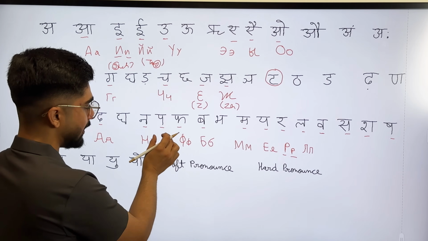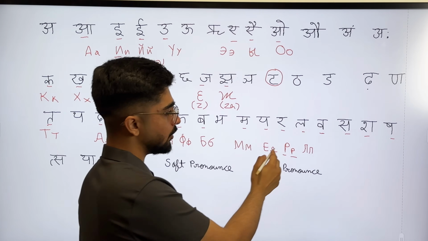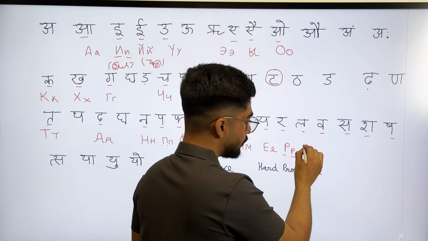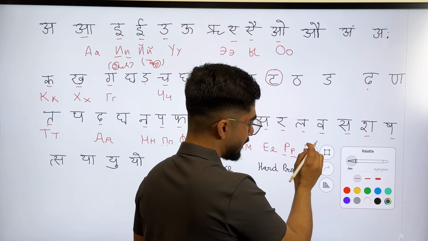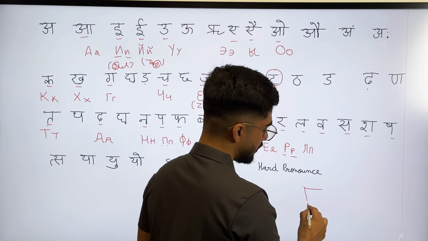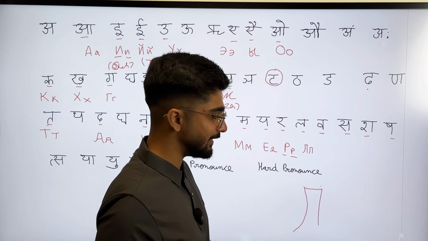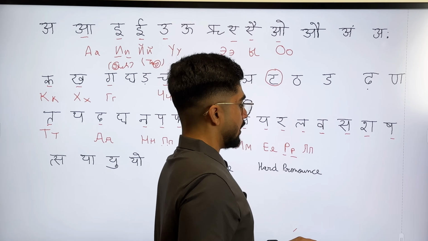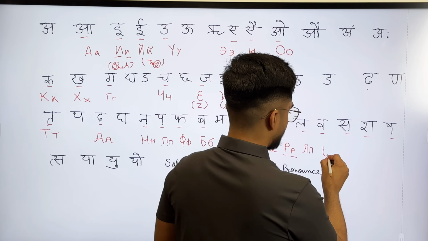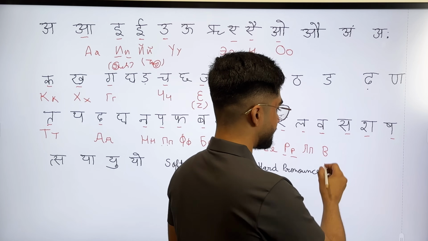When you are writing P, you have to keep these two lines straight. But when you write L, the first line makes a slope. You can see here the first line is making a slope. So you have to write it this way. Okay. So next is your Wo. It matches with the English letter B.